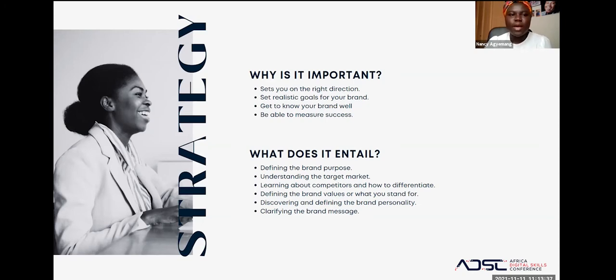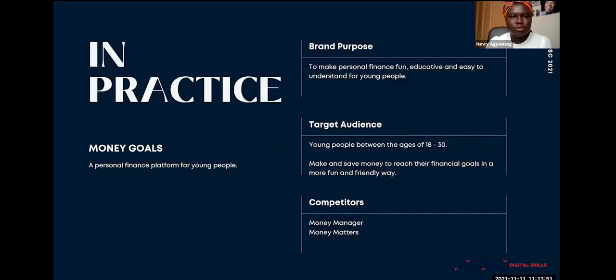We can also compare it to building a house. You can't just go ahead and start building a house. You need to draw a plan. You need to have a foundation. You need to know where you want to put what. So that's basically what brand strategy is all about. So we are going to use a fictive company or a fictive startup to be able to understand all these things that I am talking about.